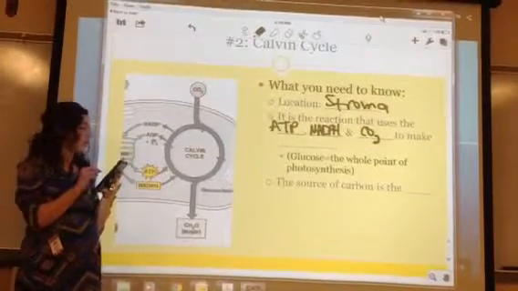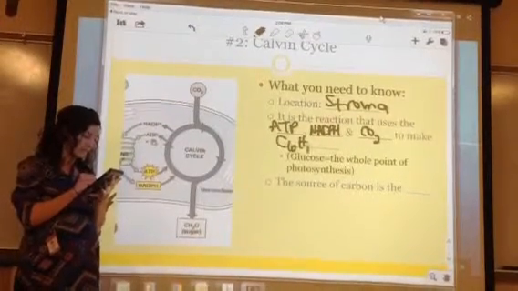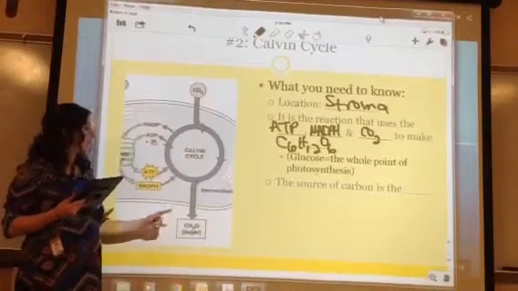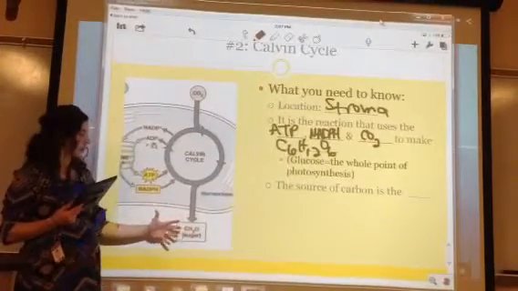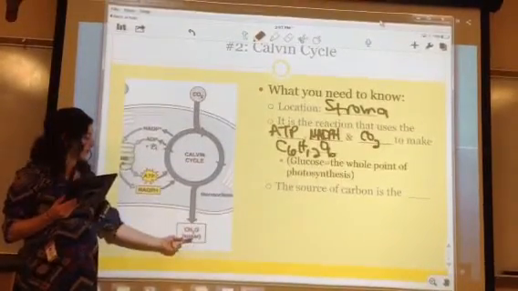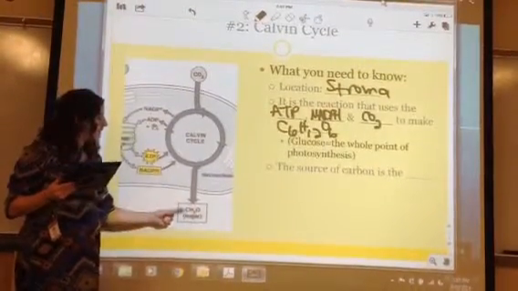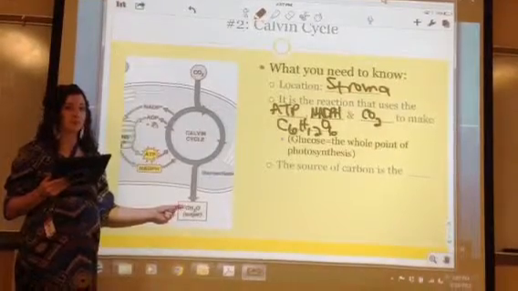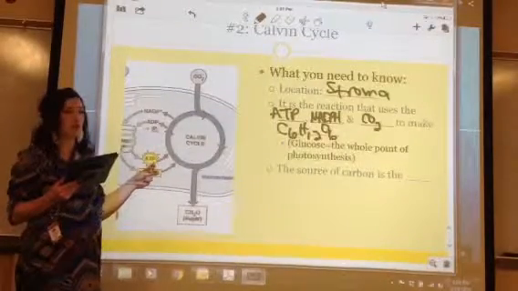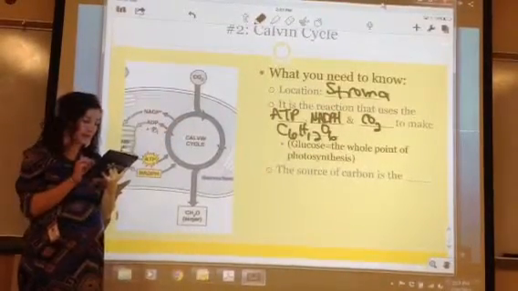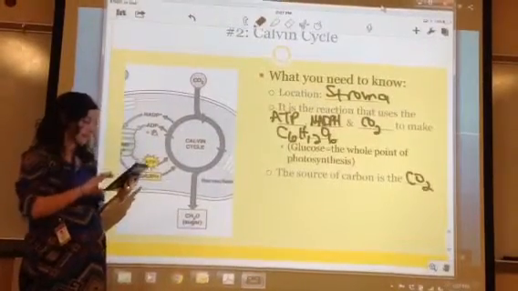To make glucose. That's the whole point down here, glucose. C6H12O6, this is just saying that it's a 1 to 2 to 1 ratio. So don't get confused. That's a basic sugar. Glucose is C6H12O6. The source of carbon, where did we get the C for that glucose? Did we get it from an ATP or an NADPH? Or do we get it from water or oxygen? We got it from carbon dioxide. That's the only thing with a C. That's where that source of carbon is.